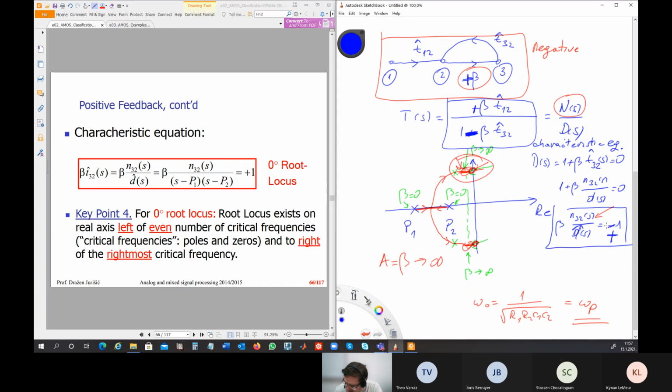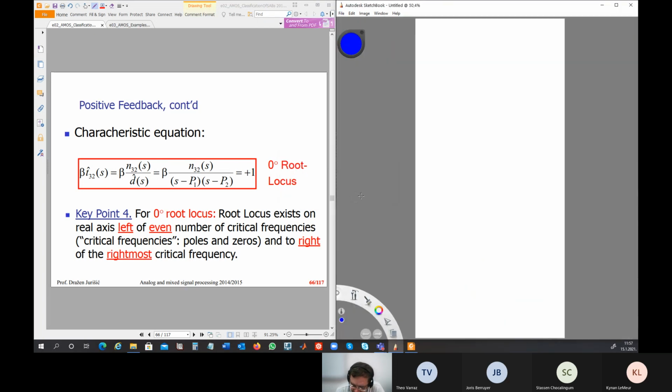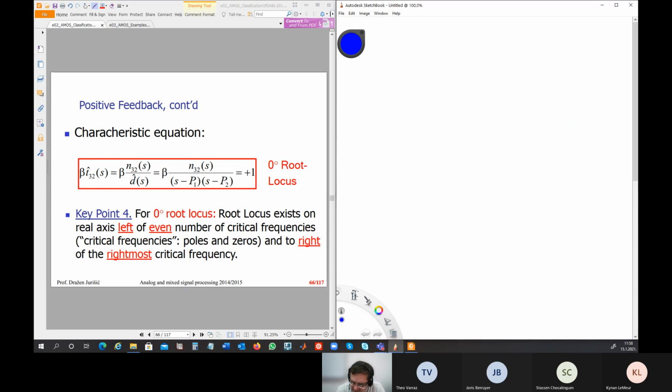This also I can plot here. And the key point is that now I can start from the beginning. So if you have by positive feedback P1 and P2 here, you can also have 1, 0 here. So then the root locus will start left of the even number of the critical frequencies.